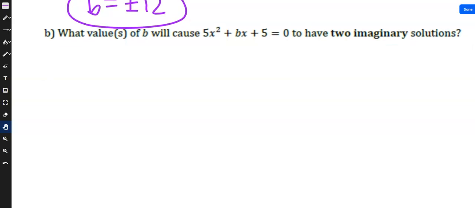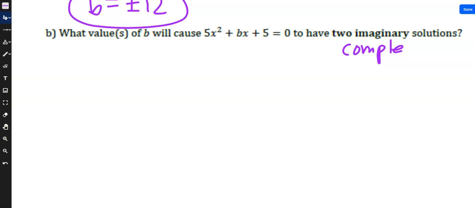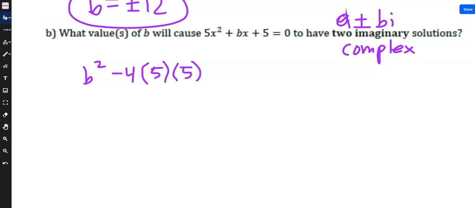All right, for what value of B will we get 2 imaginary solutions? Remember, you could use the word complex there because you know that it's got the real plus or minus the imaginary stuff. So, anyway, B squared minus 4 times the a value times the c value. Okay, now, what kind of numbers would create that? We need a negative number. So that means all the values that would make it negative, right?